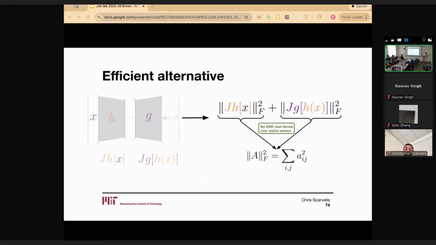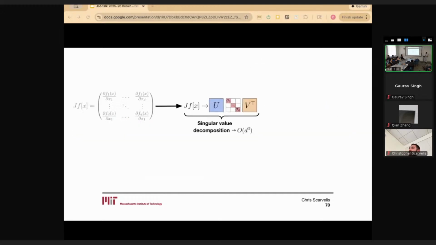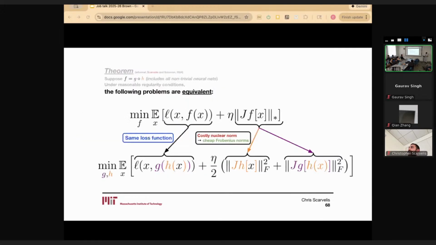So to be clear, going back a second to the result, what this result says is that the minima of these problems is equivalent. This is not a new identity. The objectives are not the same, but the minima are equivalent. That's exactly right.